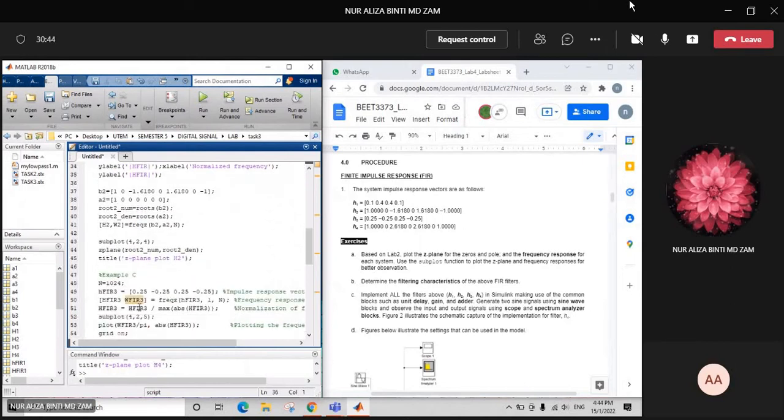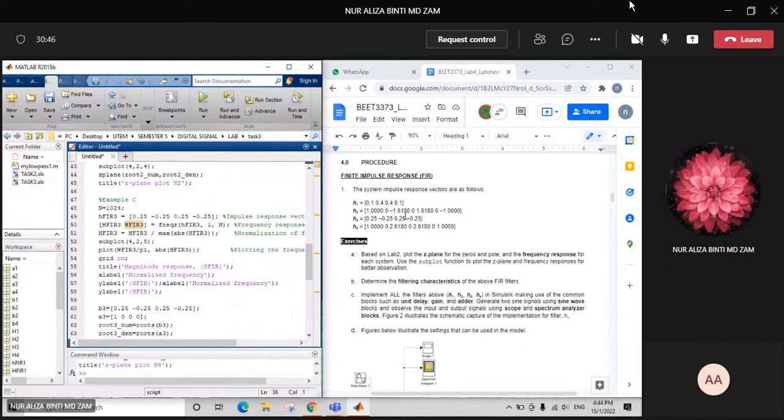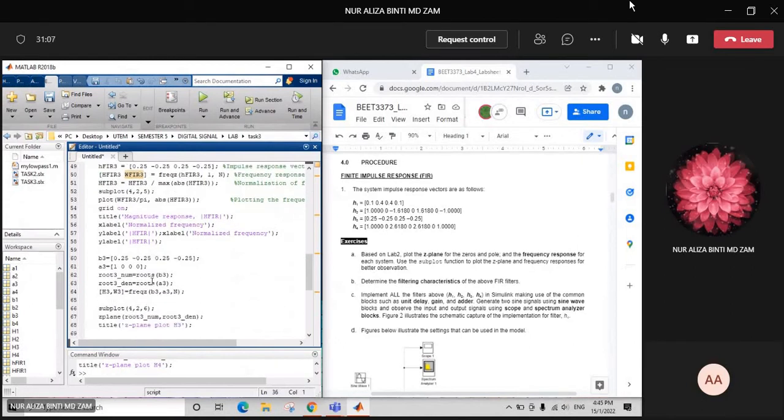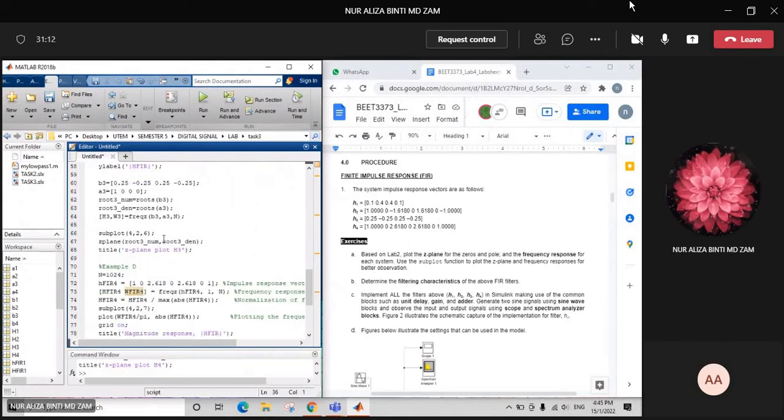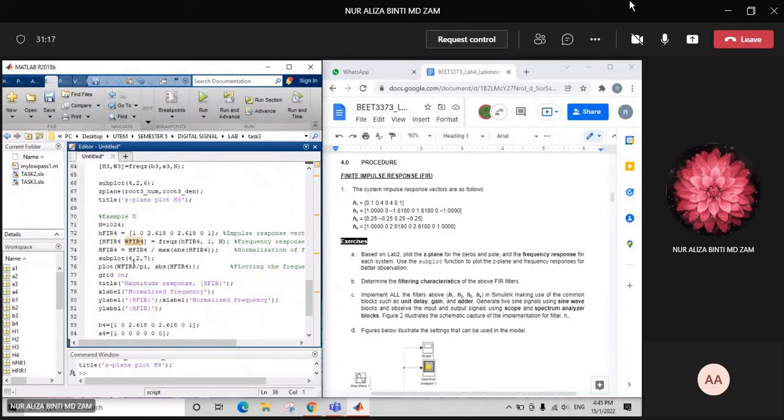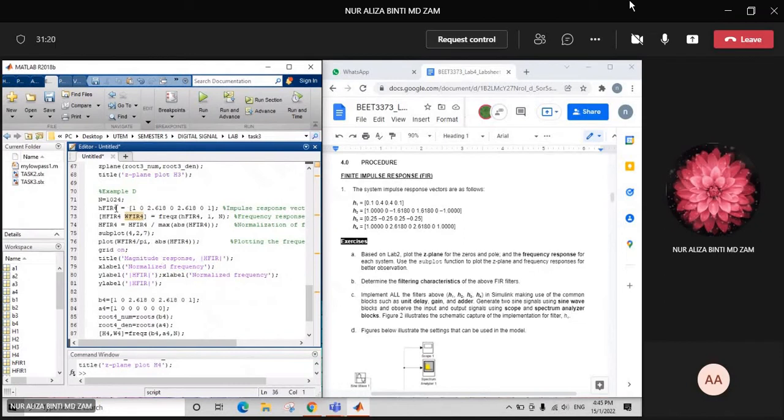And then for C, we have five values, so we input the 5 values for the impulse response on line 49, and then we do the same as H1 and H2, where we subplot the frequency response. And then from the same values we subplot the z plane for the zeros and poles. This is for the sixth graph.